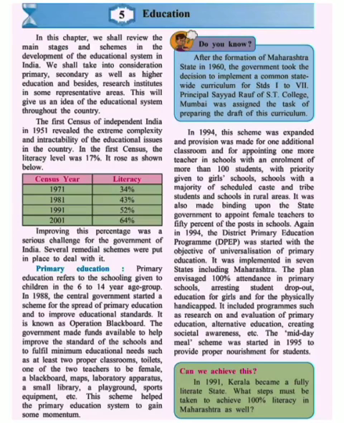So let us start. The first census of independent India in 1951 revealed the extreme complexity and intractability of the educational issues in the country. In the first census, the literacy level was 17%. It rose as shown below.